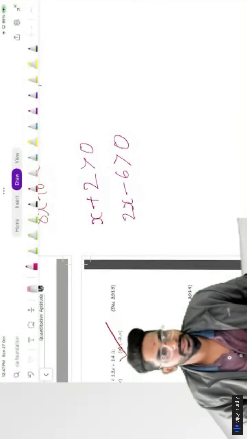Three comma plus infinity. Let everybody solve. Small brackets. Any doubt?